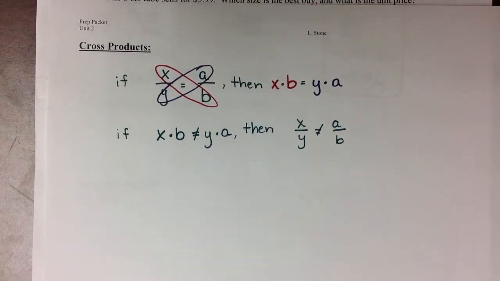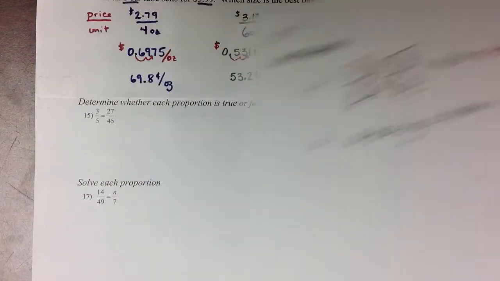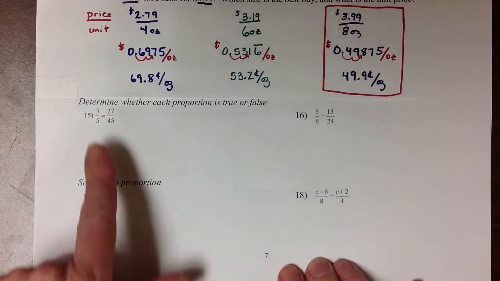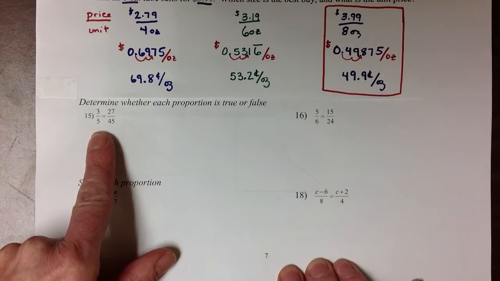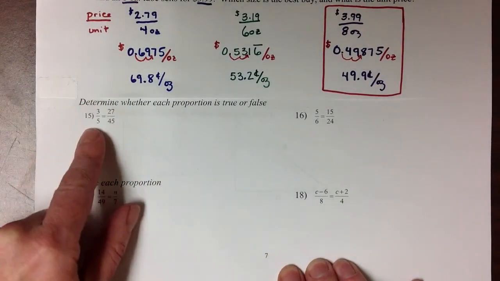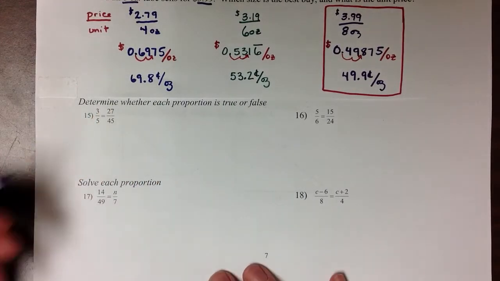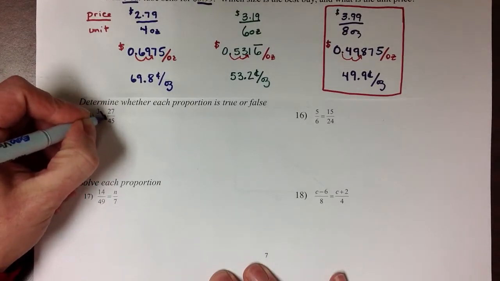The principle of cross products is the tool that we use when we are trying to evaluate proportions or solve proportions for an unknown. So if we look at these proportions that we've been given, we want to determine if that proportion is true. Is 3/5 in fact equal to 27/45? Not 2/7.